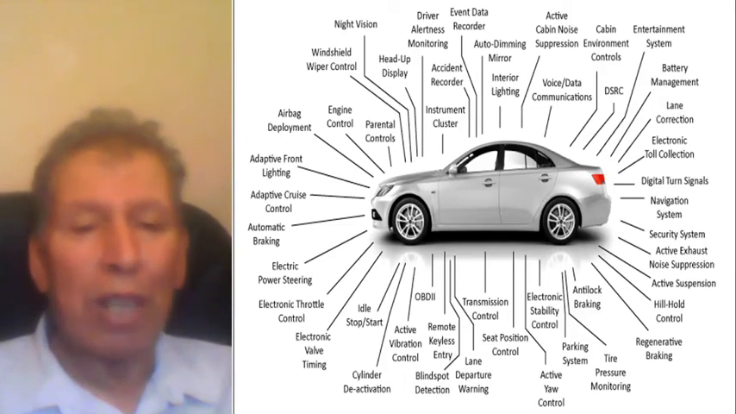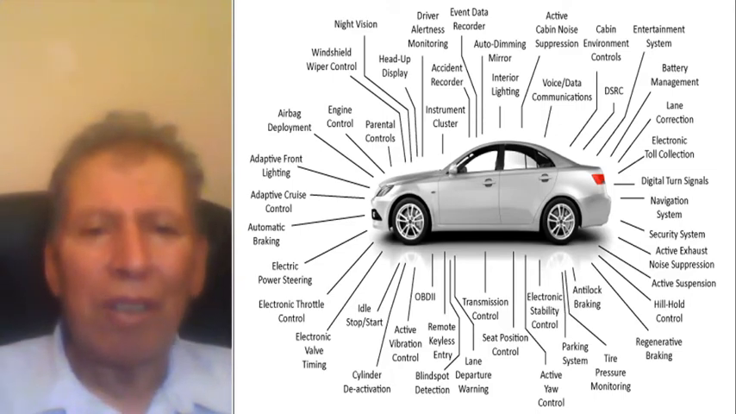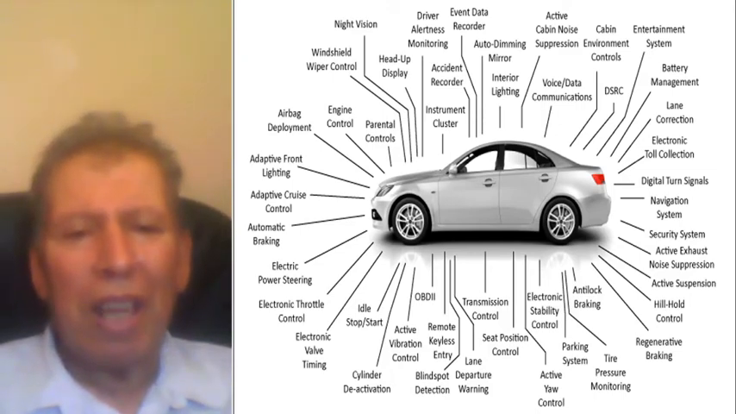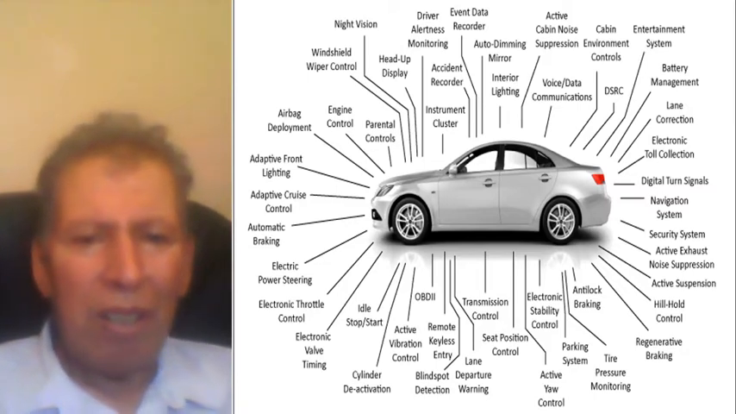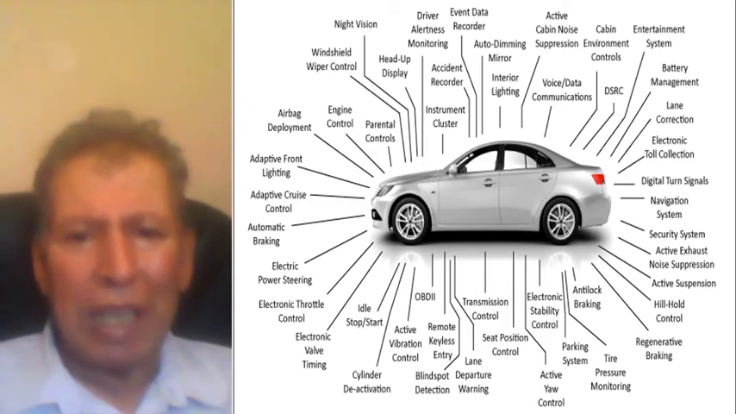So it's almost like a computer. Many functions. Idle stop start. Cylinder deactivation. Active vibration control. Remote keyless entry. You know, this exists already. You don't need keys, just a remote control, and you can open the door and get in. Blind spot detection. It's kind of radar to detect blind spots.